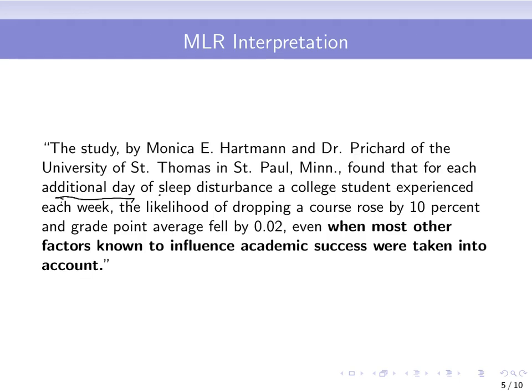As you increase your x variable by 1, so this number of days of sleep disturbance sounds like it's the predictor. College students experience the likelihood of dropping across rows by 10%. So it kind of looks like that's the response variable. And then they also had another response variable, the GPA. So this statement right over here sounds like an interpretation of a slope.